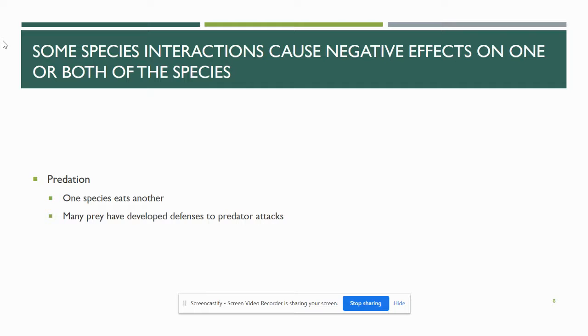Predation happens when one species eats another. I know we're all familiar with that, but keep in mind that many prey have been able to adapt and develop defenses to predator attacks.